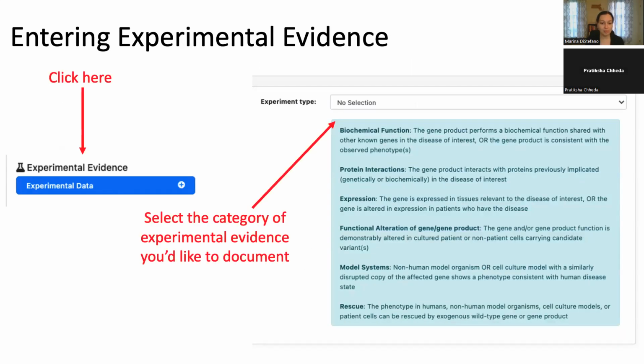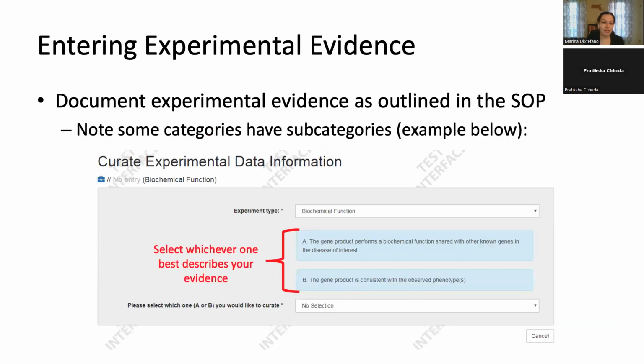Okay, so we're moving on to experimental evidence. You would click here to add experimental data. It's pretty much below the add genetic evidence on the far right of the interface. And then you can select the category of experimental evidence you'd like to document. We have little short descriptions for all of them there. And then document your experimental evidence as outlined in the SOP.